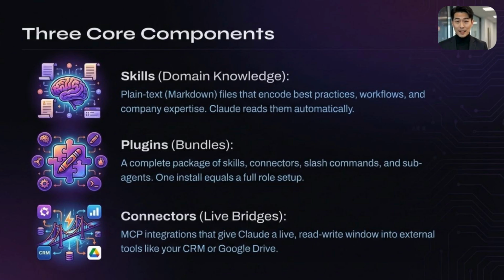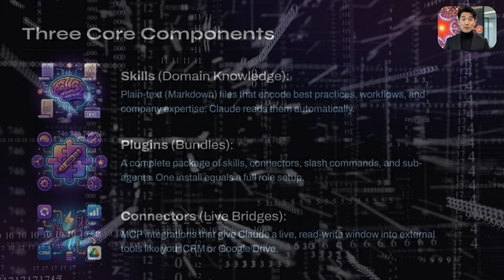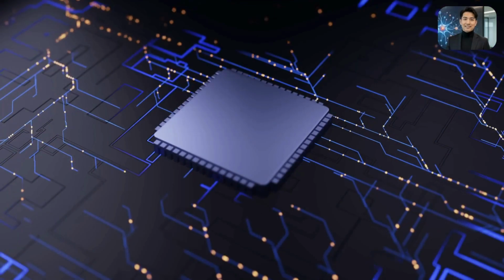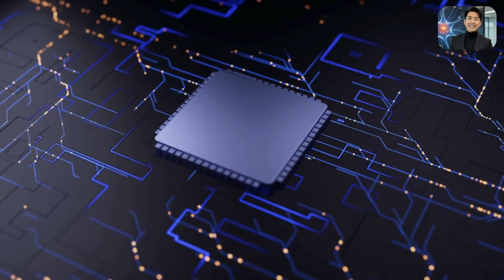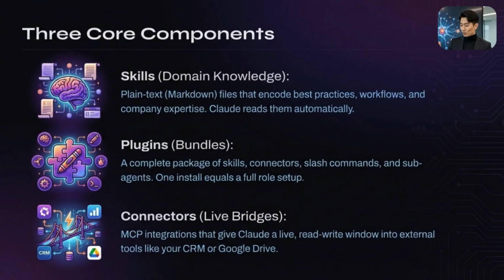These are essentially domain knowledge files, plain text, markdown files that encode your company's best practices, workflows, and expertise. Claude reads them automatically. There's no activation needed. Second, we have plugins. Think of a plugin as a bundle of everything. It packages skills, connectors, and commands into one installable workspace. And finally, connectors. These are your live data bridges. They use the Model Context Protocol, or MCP, to give Claude a read and write window into external tools like your Gmail, Google Drive, or CRM.